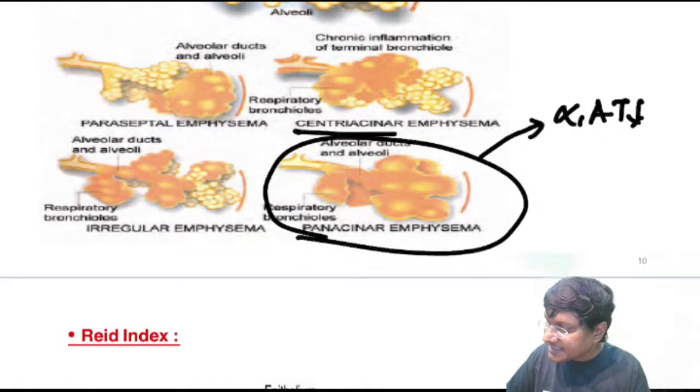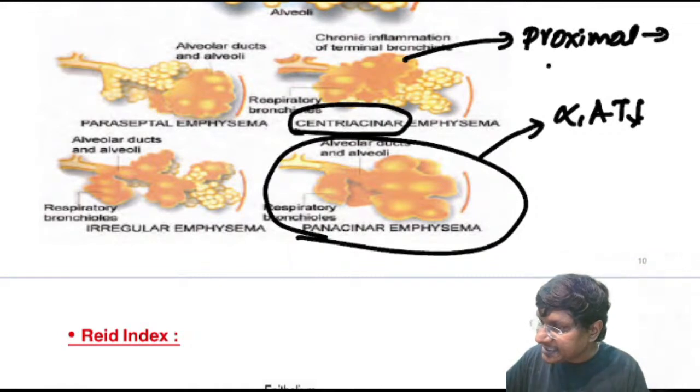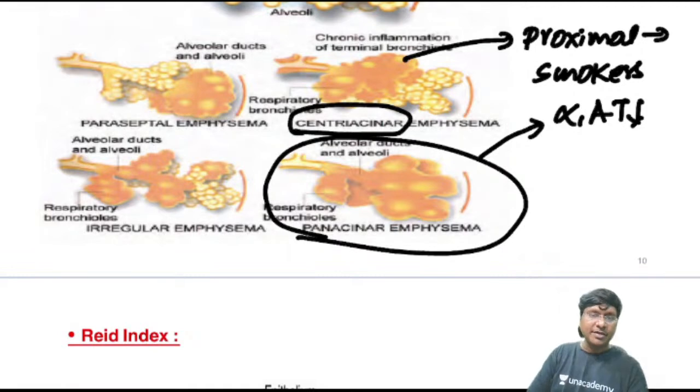Then you take centriacinar emphysema. It is only the proximal part of the acinus which is abnormally, irreversibly dilated. And this centriacinar emphysema is very, very common in smokers.